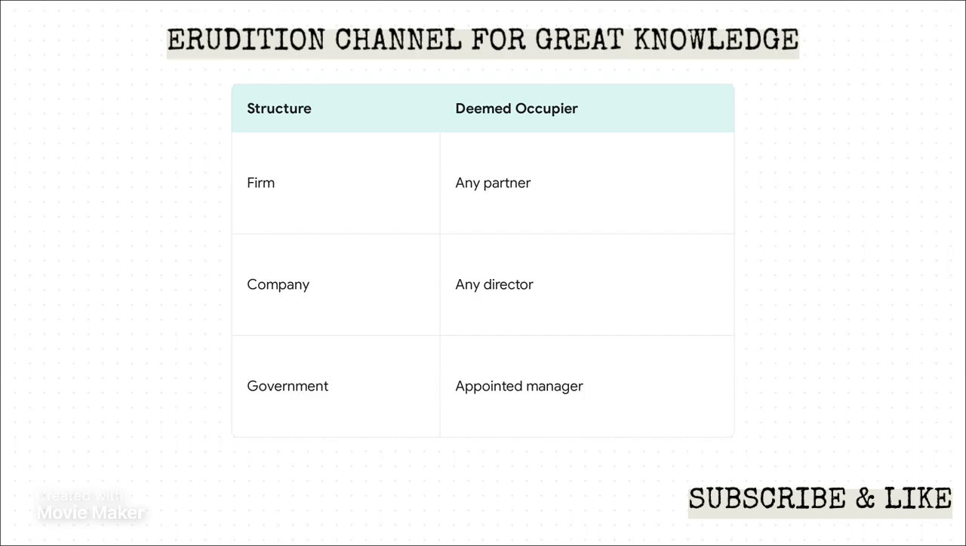For a company, it is strictly any one of the directors. And for a factory owned or controlled by the central or state government or a local authority, well, it's the specific person appointed to manage the affairs of that factory. It's a very strictly codified list that you just need to know inside and out.